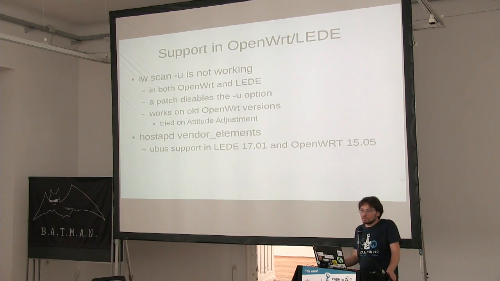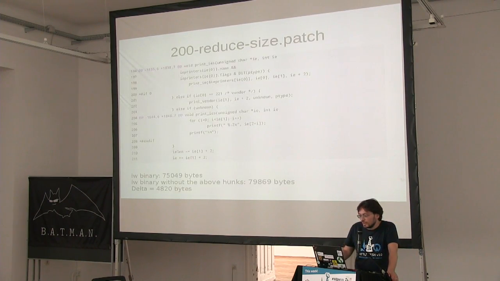Then I tried to do this on OpenWrt/LEDE. And I found out that while the hostapd vendor elements are supported by ubus, so it's simple to use, the iw binary in OpenWrt/LEDE does not support the -u option. It was working on Attitude Adjustment, but at some point we got a patch that stripped down iw. And this is the patch, the reduce size patch.